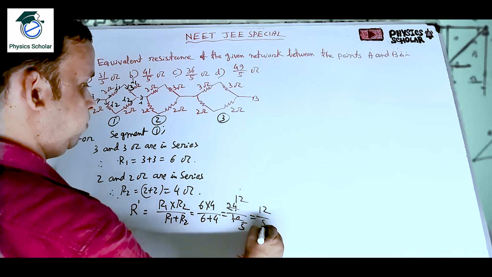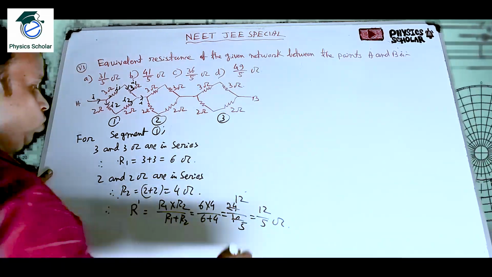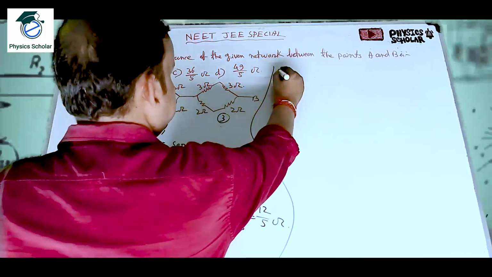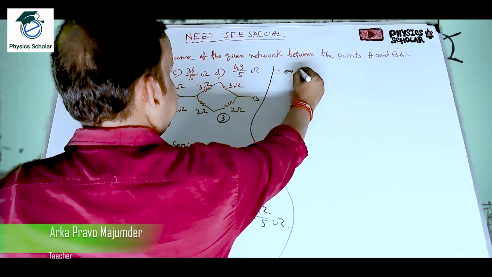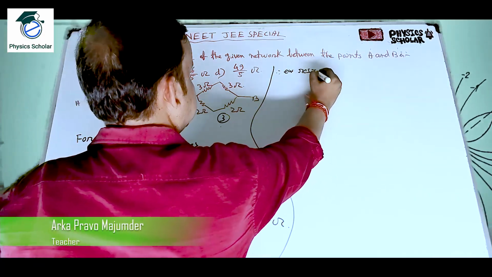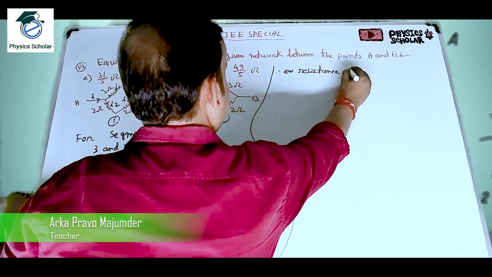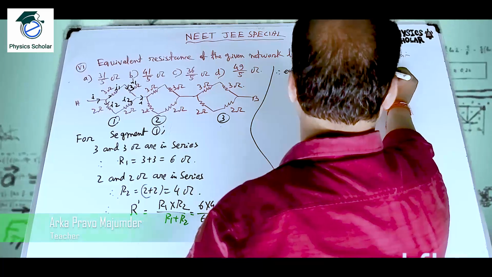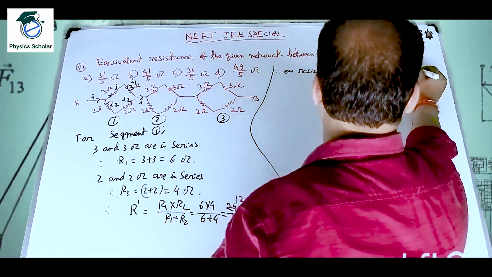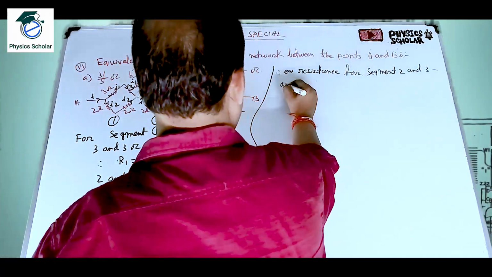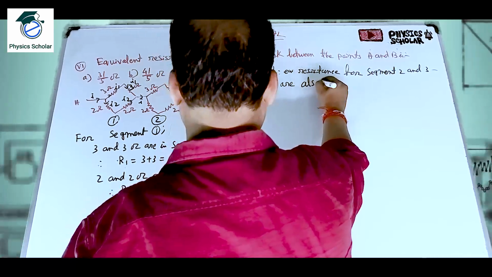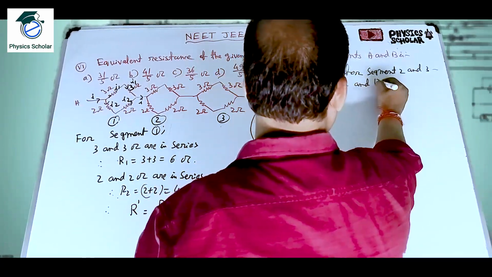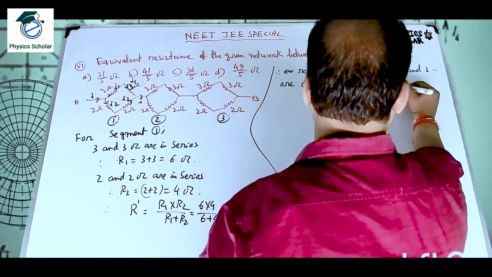That means 12 by 5 ohms. Clear? So 12 by 5 ohms. Now the same. Okay, so the equivalent resistance for segments 2 and 3 are also 12 by 5 ohms, respectively.